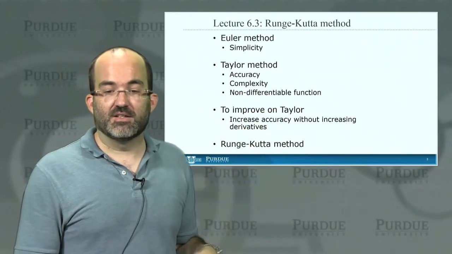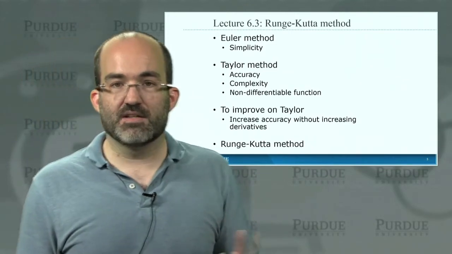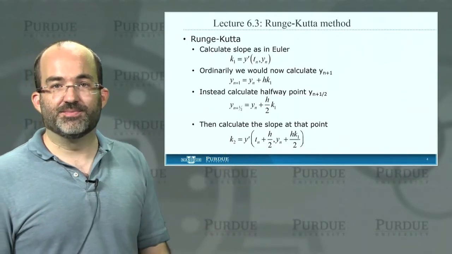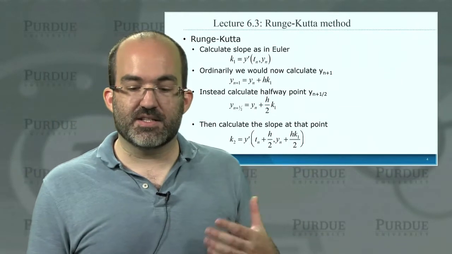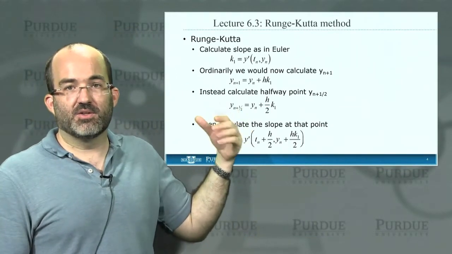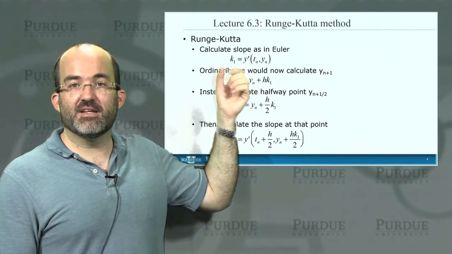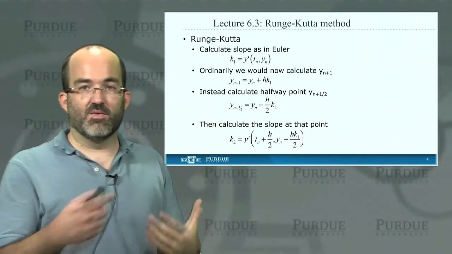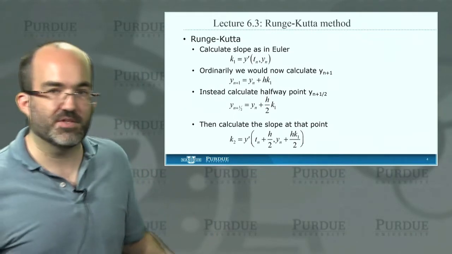So to improve on Taylor, we want to increase the accuracy of our solution without increasing the number of derivatives. That is what the Runge-Kutta method will do. How does it do it? Runge-Kutta calculates the slope as in Euler. In Euler, the slope is equal to y prime. In Runge-Kutta, the slopes are denoted by k because there are going to be many slopes that we're going to calculate, depending on the order of the Runge-Kutta method. A first order will have one slope, and it'll be Euler. A second order will have two slopes. A fourth order will have four slopes, and so on.